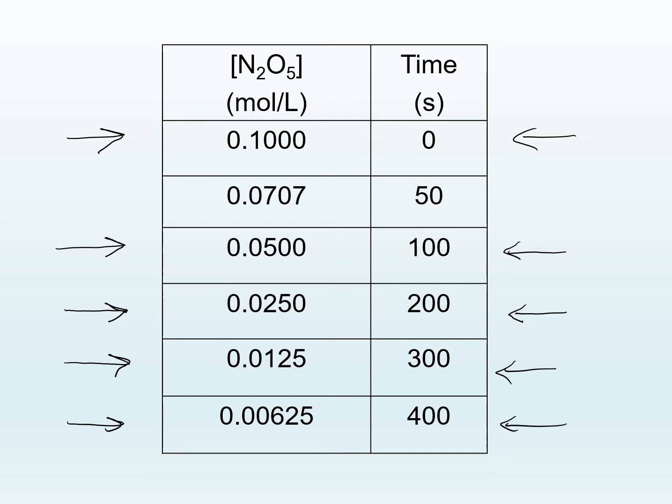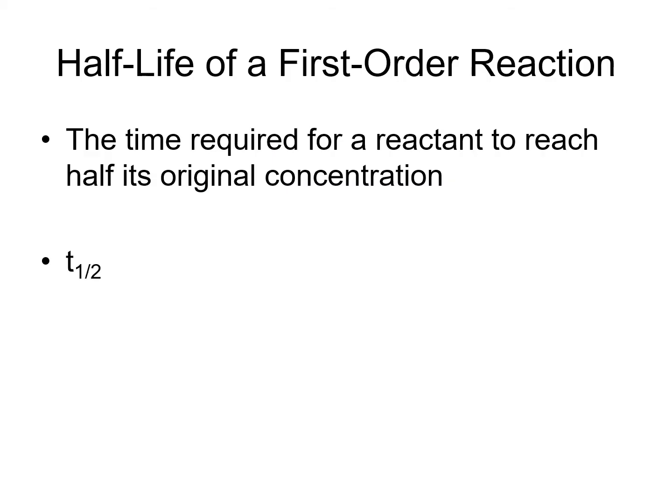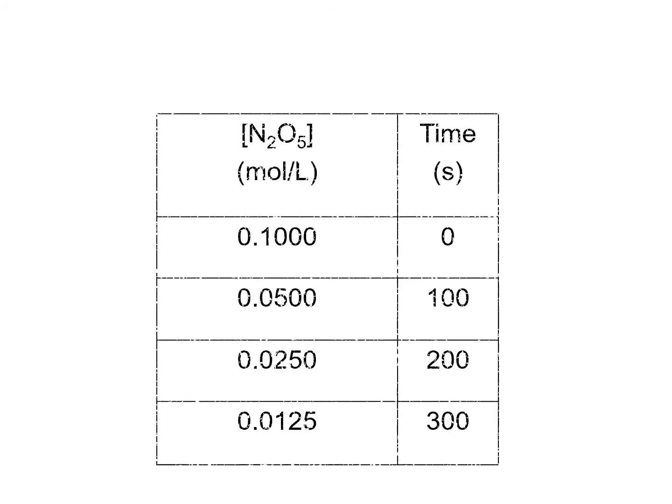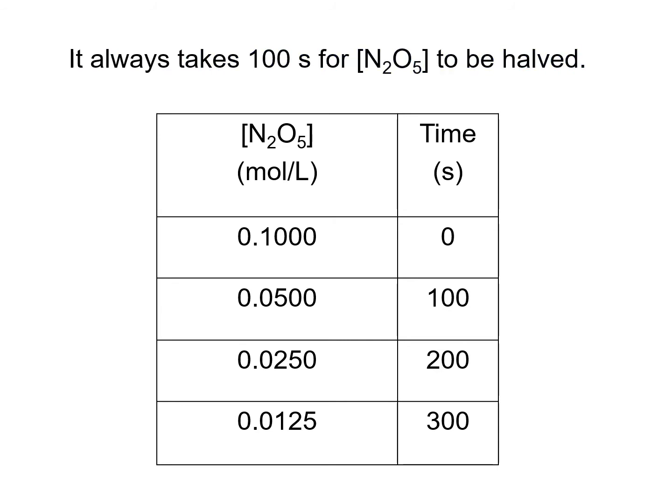What we want to do is be able to calculate half-life without having a list of data by knowing the rate constant. So the half-life of a first-order reaction is the time required for a reactant to reach half its original concentration. We'll call it t1/2 when we're looking at that specific time. So there's our data again. Notice that it always takes 100 seconds for our concentration to be halved.